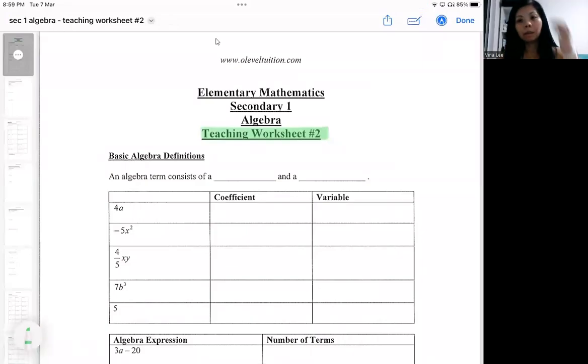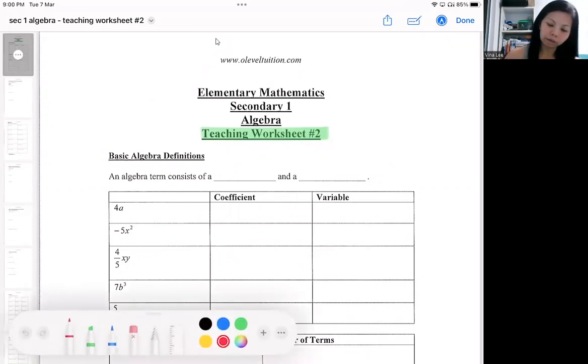Okay, so for this part of the algebra, we are going to learn some definitions. We are going to learn how to add and subtract algebra. So one of the basic algebra definitions, this one is one of the basic ones.